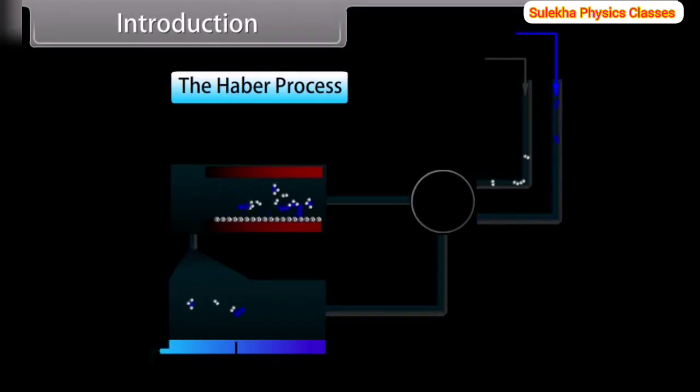The Haber's process combines nitrogen with hydrogen into ammonia. Nitrogen is an important element in the p-block in the periodic table. So students, today we'll study about the p-block elements.